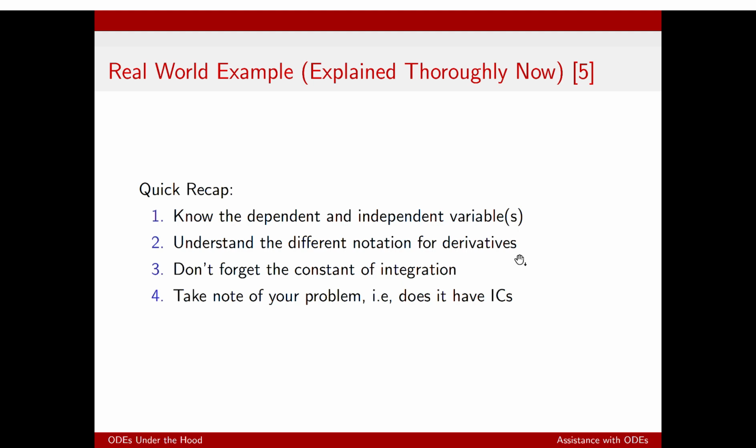All right, so with all that theory kind of floating around, we'll just quickly recap it, right? Know the dependent and independent variables, understand the different notation for derivatives, because we're going to use a bunch of the different notation. Don't forget the constant of integration. When you get those plus c's, those are very important. And then take note of your problem. Does it have initial conditions? Yes or no? If it has the initial conditions, solve for it, which is usually just one extra algebraic step. If it doesn't, leave it as is with the constant or the plus c or the c to the whatever still in there.